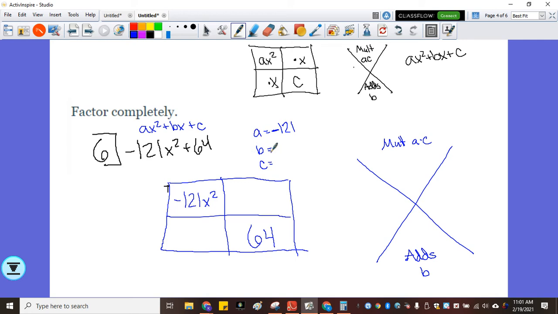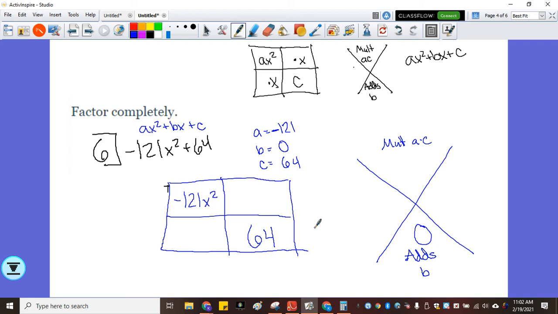B is the number in front of just x. Nothing. There is no number, just x. So that's why I keep saying it adds to 0, because there is no term with just an x. There's one with an x squared, and there's one that's the constant c. But there's no just x.